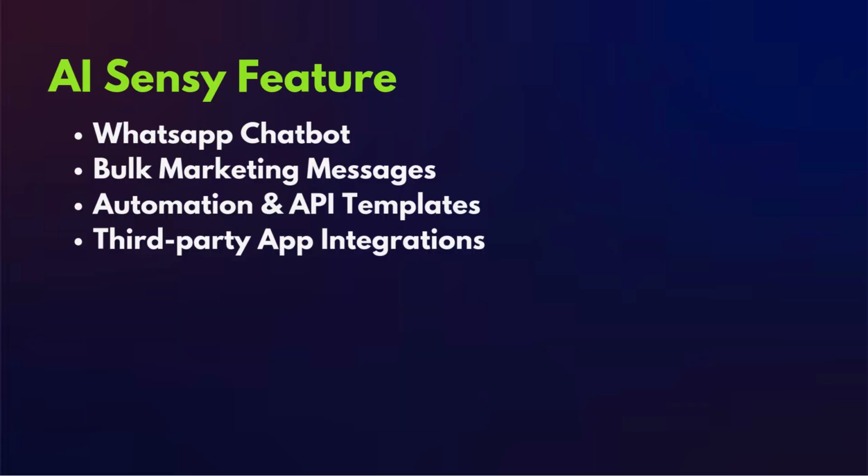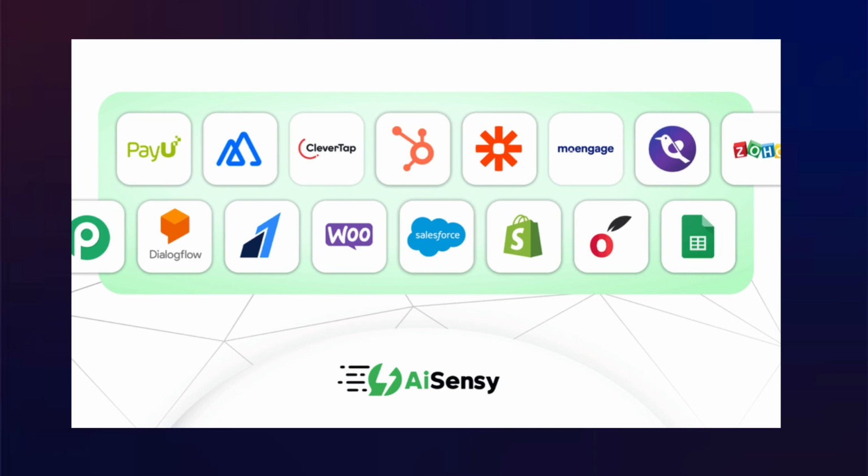Fourth, third-party app integrations. AI Sensy also connects with popular tools like Razorpay, Pabbly, and Useful Tools. This means you can collect payments directly on WhatsApp and easily sync all your automation or data without extra effort.